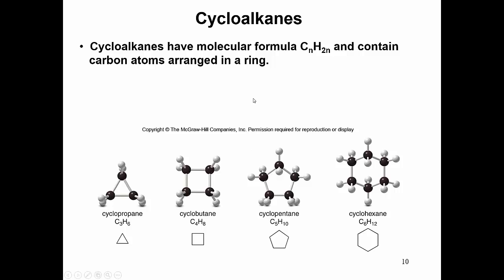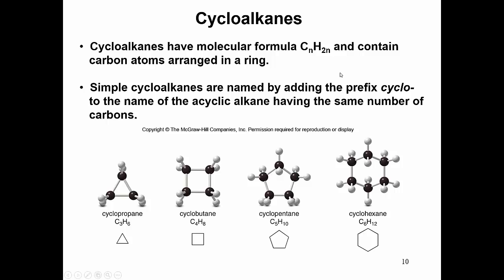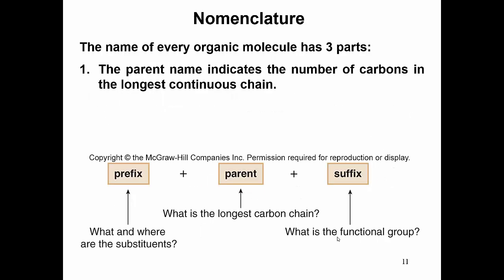Okay, how about cycloalkanes? Well, cycloalkanes again have the formula CnH2n, and they're arranged in a ring. And here are some ring structures you see on the bottom as ball and stick structures, and also as just line representations. And it's easy to name these. If you have 3 carbons in a ring, that's called cyclopropane. 4 carbons in a ring, cyclobutane. 5 in a ring, cyclopentane. And 6 in a ring, cyclohexane. Okay, again, hopefully this is relatively trivial.